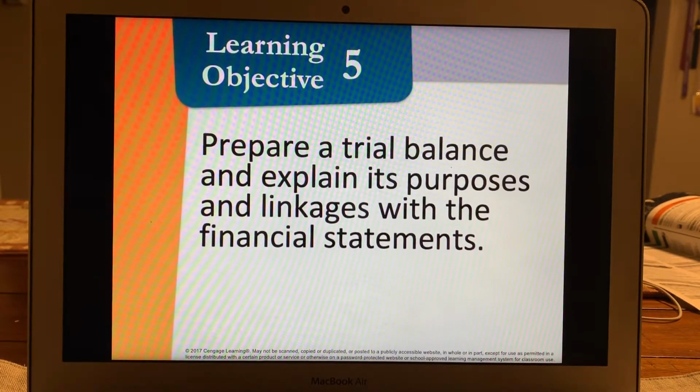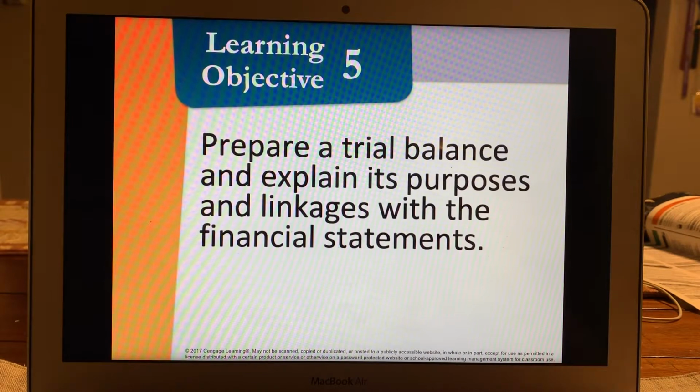Learning objective 5 is prepare a trial balance and explain its purposes and linkages with the financial statements. So we're actually starting the accounting cycle: journal entries, and then putting them in T accounts, making sure each of your T accounts are properly recorded. Those are the checks and balances automatically. And then we take a trial balance.